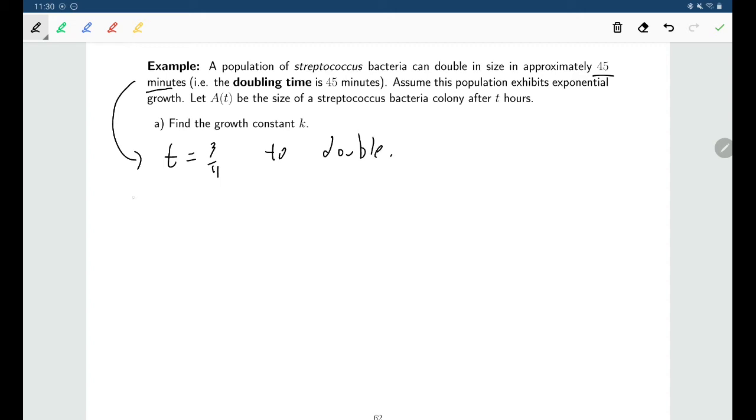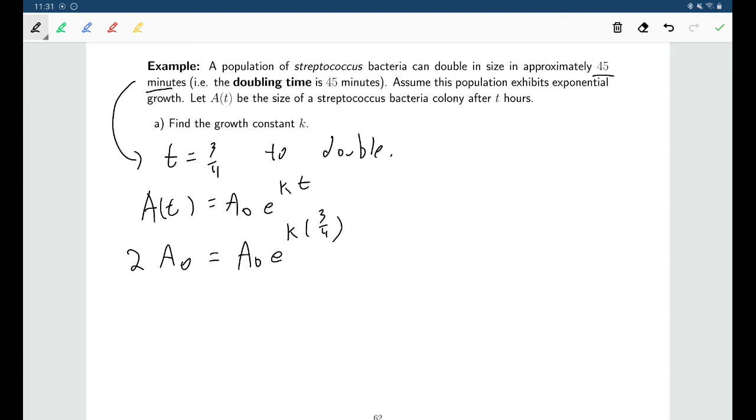So what do we know? We know that A of t is the initial amount times e to the kt, and we know that when time is 3/4, we'll have double the initial amount. So this is why it doesn't really matter whether or not I know the initial amount, because for my next step, I'll be dividing both sides of the equation by that initial amount, and I'll have 2 equals e to the 3/4 times k. And I can solve for this by rewriting it as a logarithmic equation. Natural log of 2 equals 3/4 k.